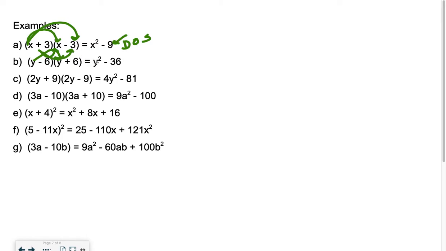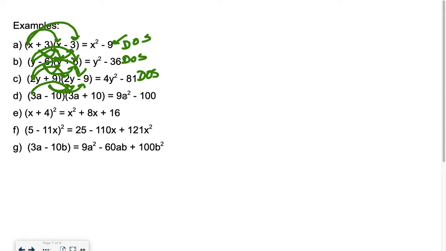y times y is y squared. y times 6y is 6y, minus 6y, so again, those are going to cancel. Minus 36, another difference of squares. So you notice in a difference of squares, the middle terms cancel. By the way, these are perfect squares, but again, I'll get into that more in our next unit. 2y times 2y is 4y squared. 2y times negative 9 is negative 18y, plus 18y, so again, those cancel, minus 81, another difference of squares.